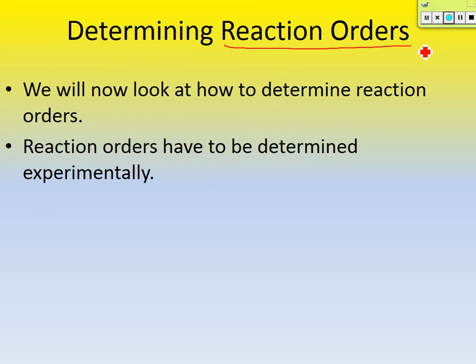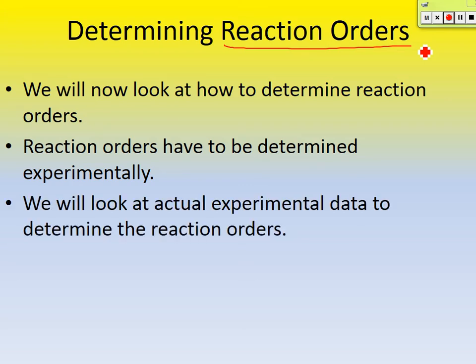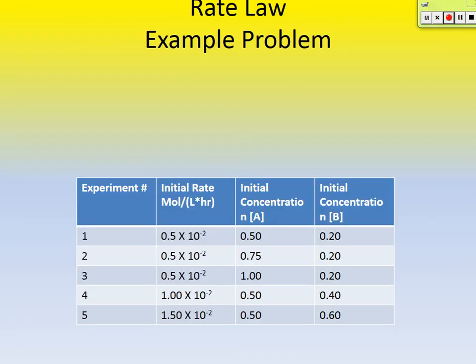Reaction orders have to be determined experimentally. So we're going to be looking at experimental data, and I'm going to teach you how to look at those data tables and determine what the order of the reaction will be. We're going to look at actual experimental data to determine them. Let's go to the example problem.